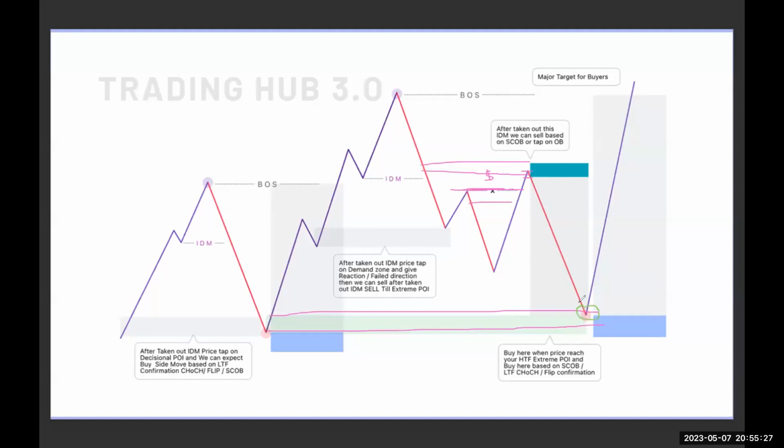When price taps here, you can also buy or sell based on the flip entry module and chalk entry module in a lower time frame. Also single candle order block. Single candle order block, you have to wait for it in a higher time frame first, and then you have to switch to a lower time frame. Okay. So this is a bullish scenario and how you can deal in different types of situations.